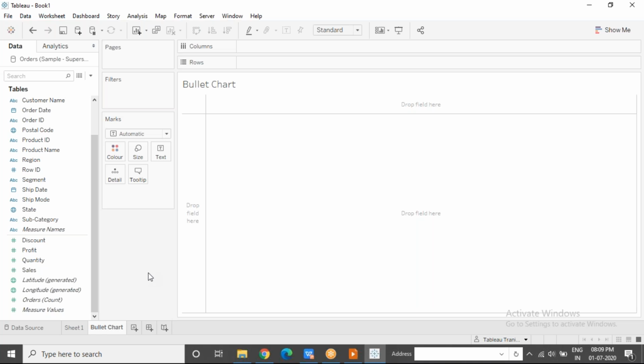Bullet chart or bullet graph, anything you can call it. Please get connected to coffee chain data source for this example. Get connected to coffee chain data source.